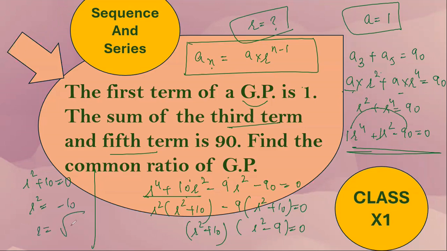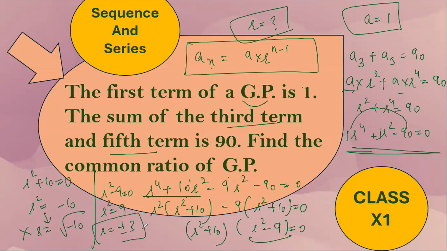And when we find the square root of a negative number, we get a complex number. So r can't be a complex number. It's not an imaginary number. Okay. So r is a real number. So let's put the other bracket equal to 0. So r square minus 9 is equal to 0. So it will be r square is equal to 9. r is equal to the square root of 9, which is plus or minus 3.